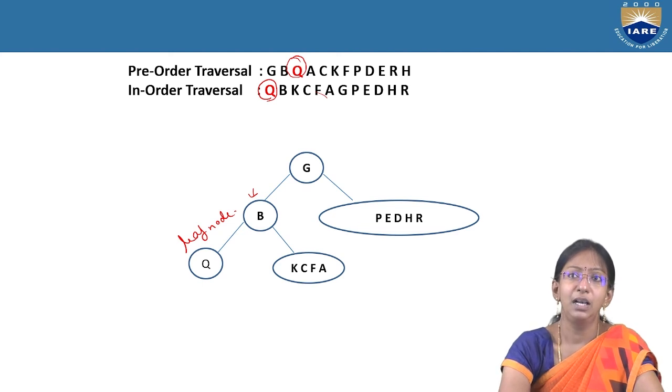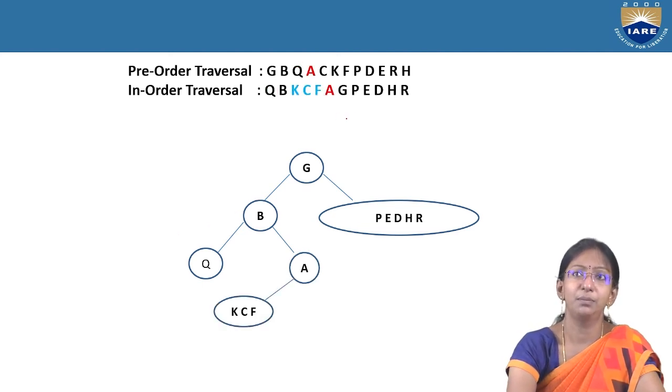Fine with it. Let's go and consider the next element. The next element in your pre-order is A. Locate where A is in in-order.